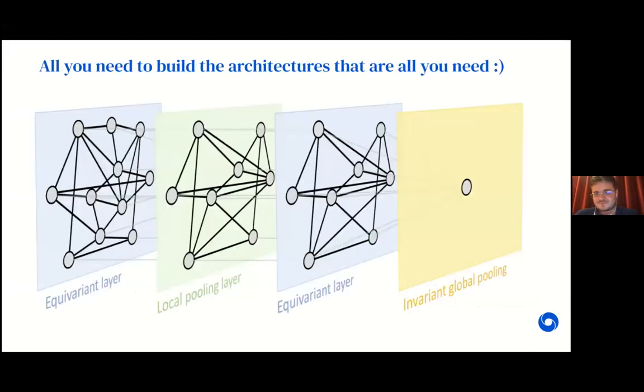So now what we're doing is we are composing all of these layers together in ways that make sense, such that the output space of one attaches to the input space of the other. And when you combine these equivariant local pooling layers and potentially invariant layers at the tail, if you want a prediction in the whole domain, it turns out you get all you need to build the deep learning architectures that are all you need, at least based on the state of the art in deep learning in 2020.